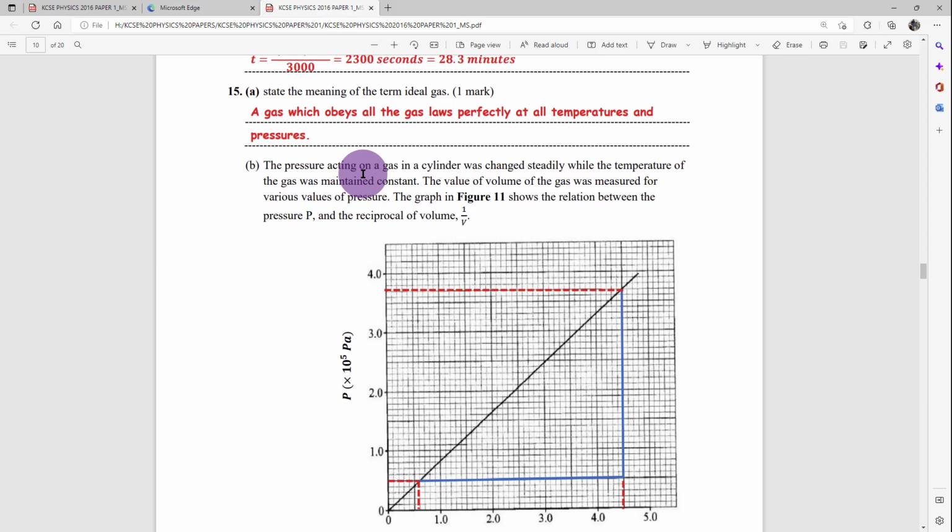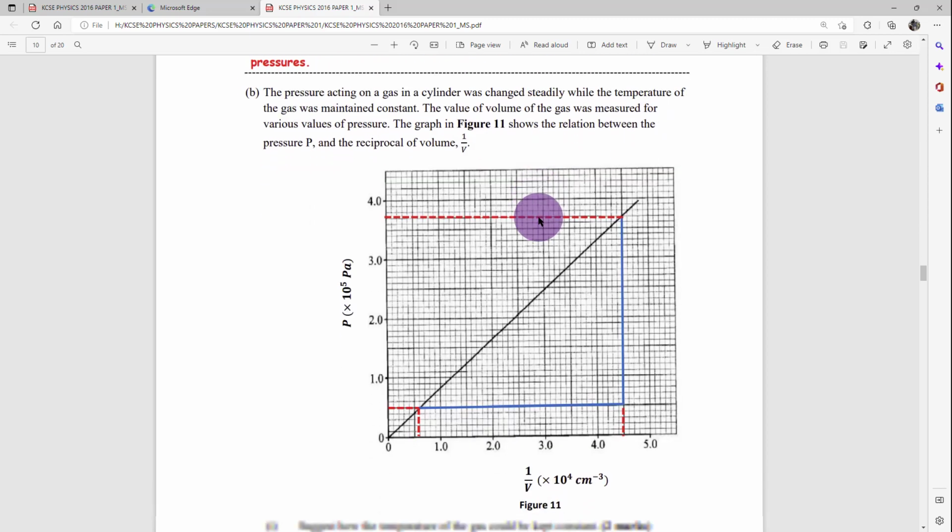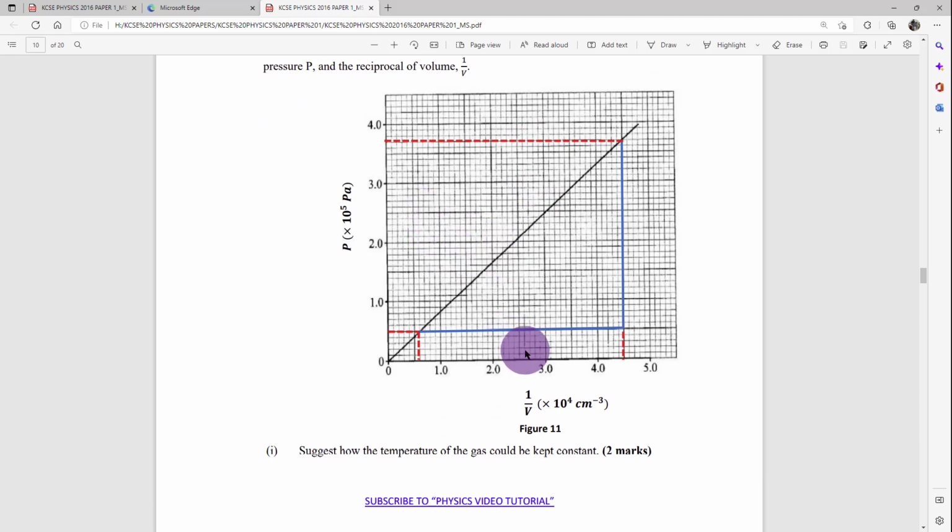B. The pressure acting on a gas in a cylinder was changed steadily while the temperature of the gas was maintained constant. The value of volume of the gas was measured for various values of pressure. The graph in figure 11 shows the relation between the pressure P and the reciprocal of the volume. Of course, here we are talking about Boyle's law. And this is what we are supposed to get. Suggest how the temperature of the gas could be kept constant.